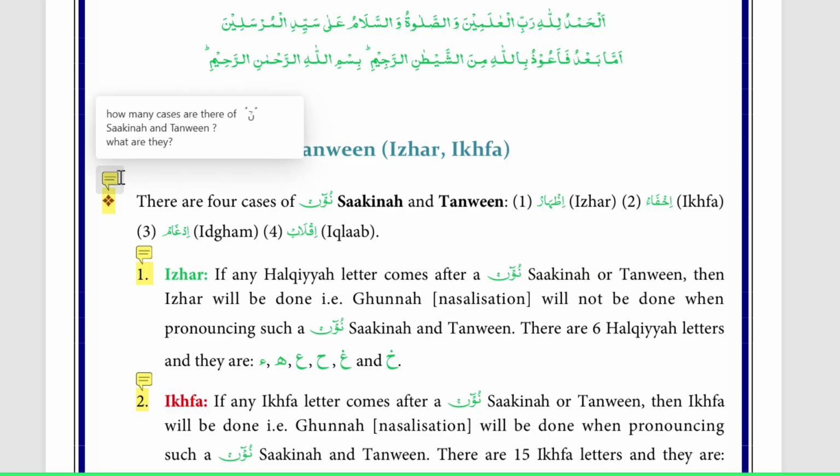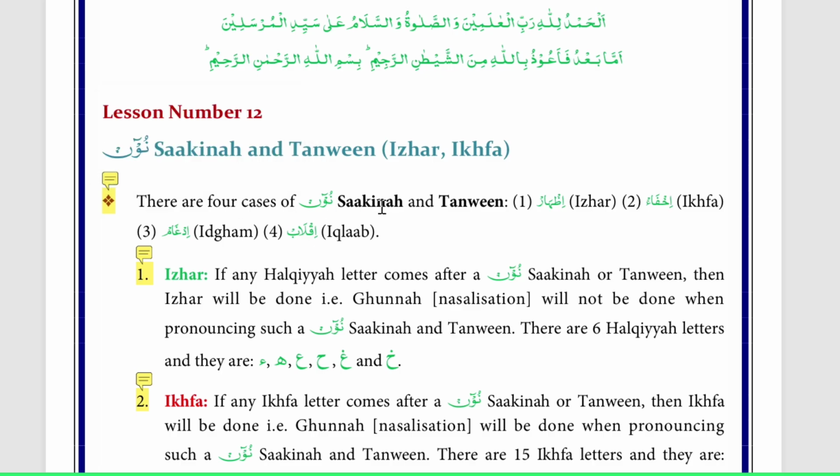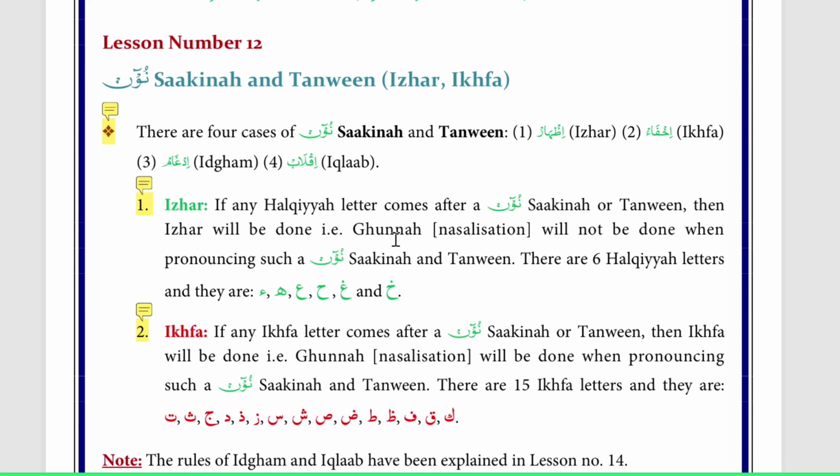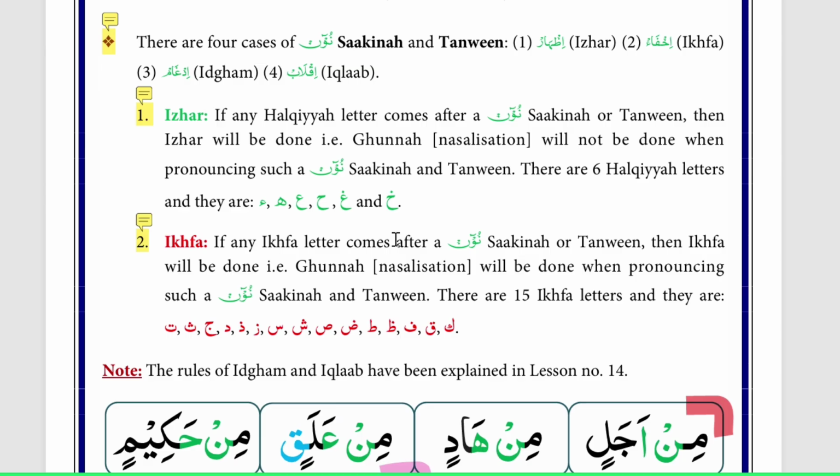Okay, our first point is how many cases are there of Noon Sakina and Tanween, and what are they? There are four cases of Noon Sakina and Tanween. First one is Izhar, second one is Ikhfa, third one is Idgham, and fourth one is Iqlab. These four cases are the cases of Noon Sakina and Tanween.